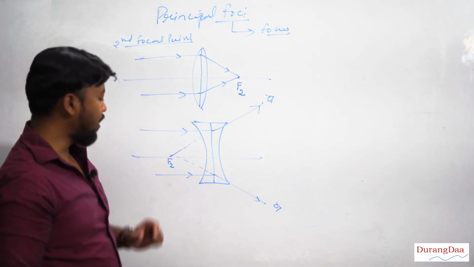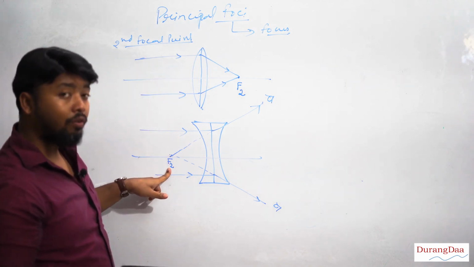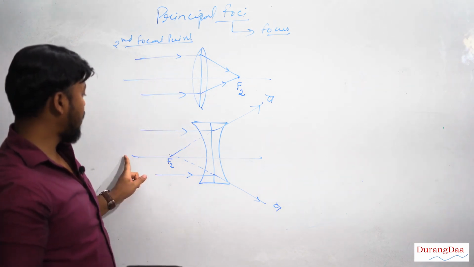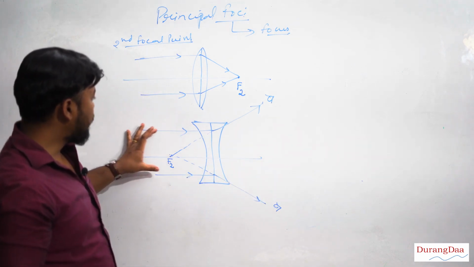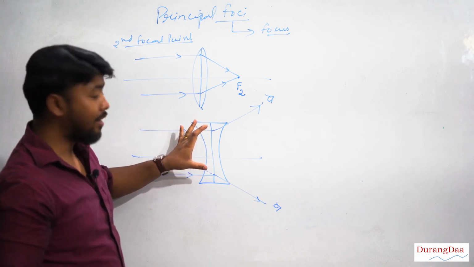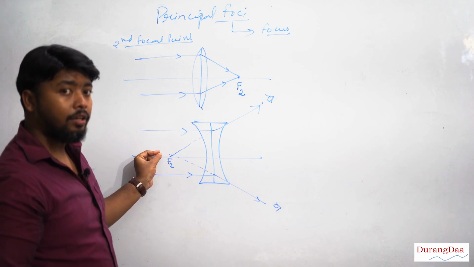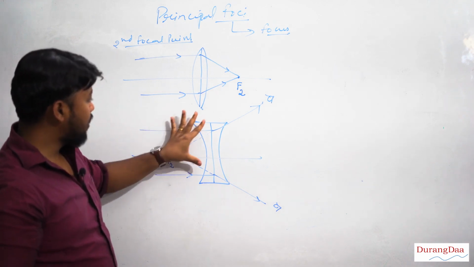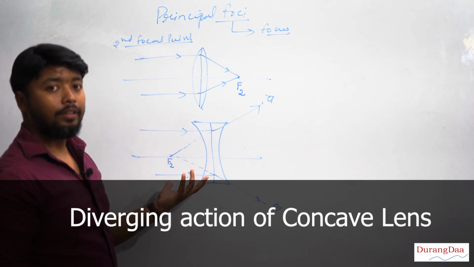So how to define it? In the same way as we have done here, the second focal point for a concave lens is again a point on the principal axis such that if rays of light travel parallel to the principal axis, after refraction they appear to be coming from this point, or they appear to be diverging from this point. This is your second focal point for a concave lens.